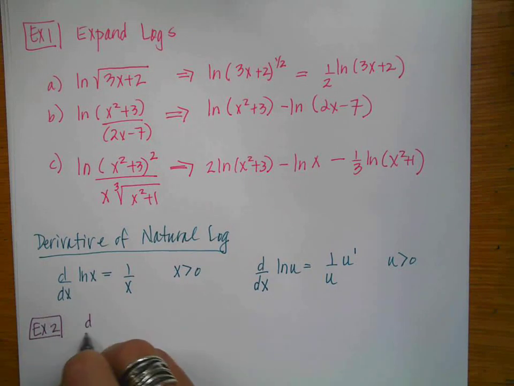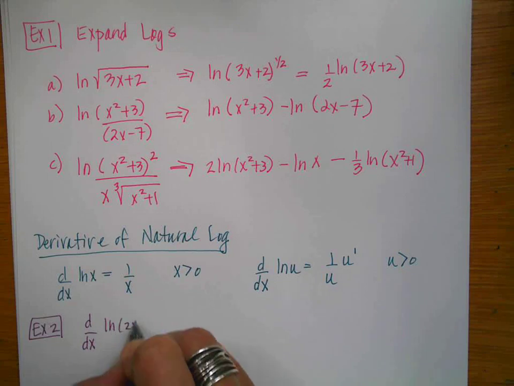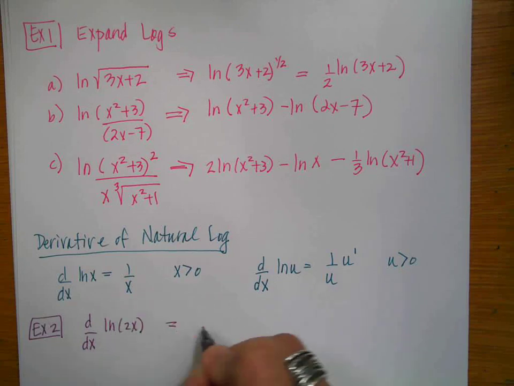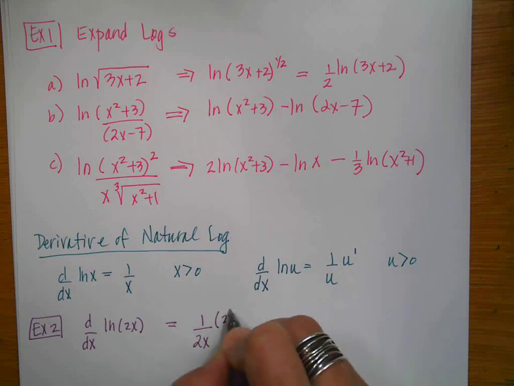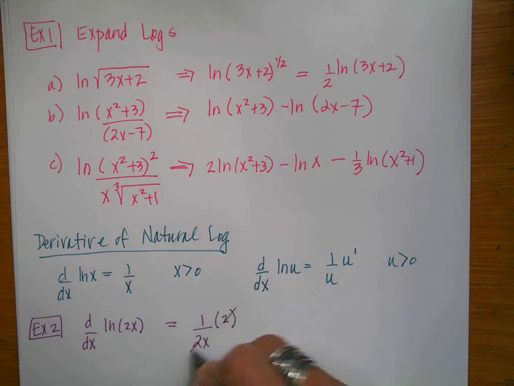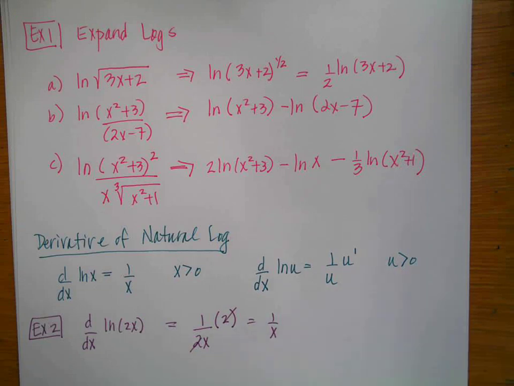So example number 2, I'm going to take the derivative of the natural log of 2x. So the derivative is going to be 1 over 2x times the derivative of the inside, which is 2. 2's cancel, so this is just 1 over x.